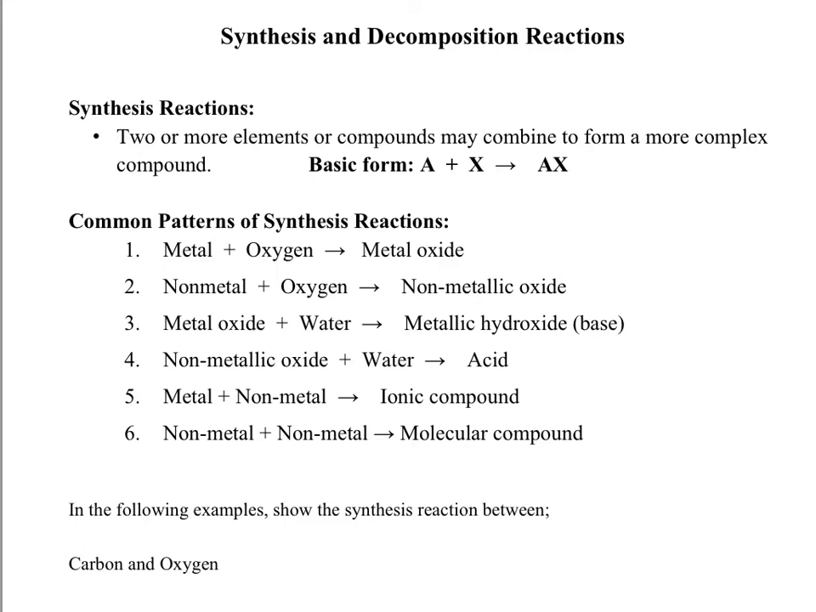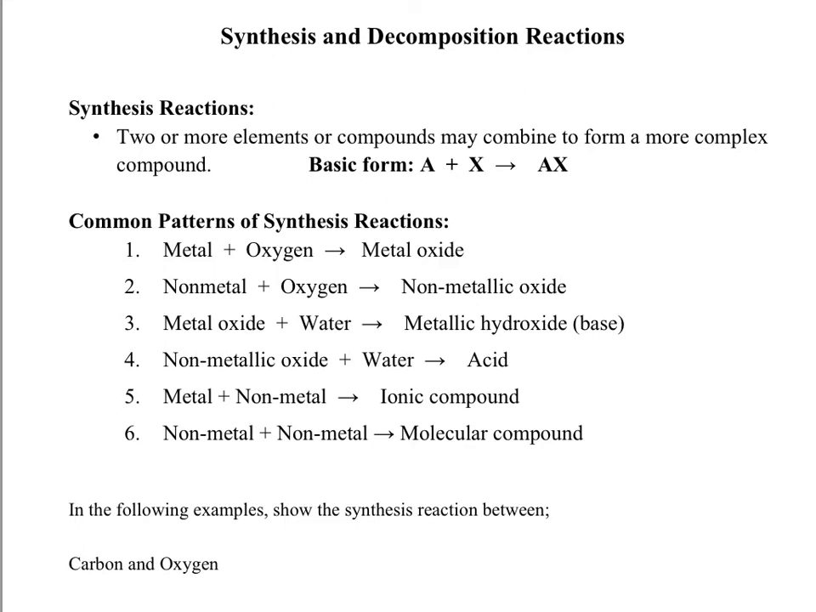Pattern number 3 and 4 are the most common ones that students misrecognize. Pay particular attention to them. If you take a metal oxide and react it with water, then you get a metallic hydroxide, or a base. Pattern 4, if you take a non-metallic oxide and react it with water, then you'll create an acid.